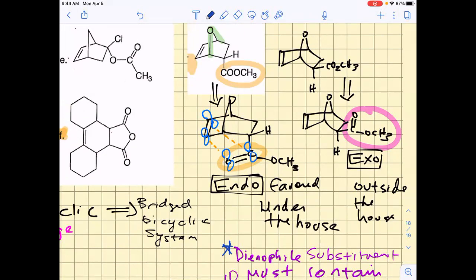But the only time you see that, again, is if you have a bridged bicyclic system and if you have a substituent on your dienophile that contains a pi bond. That doesn't react. Because you know the alkene is a pi bond also, but that's actually participating in the reaction. But the ester pi bond doesn't.